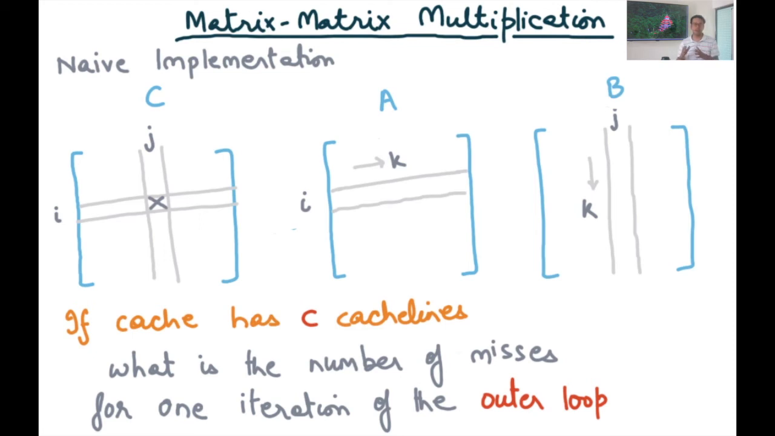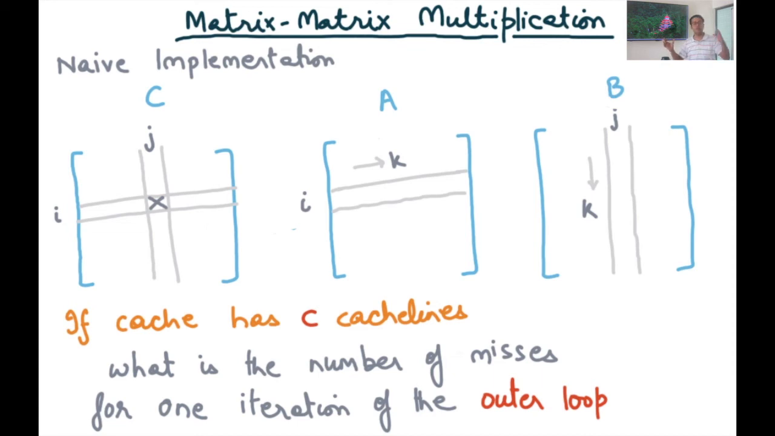Recall that the cache basically transacts in the granularity of cache lines, and so we're going to assume that there are C cache lines. So what is the number of misses for one iteration of the outer loop? What is the number of iterations for one iteration of the outer loop? It is order n square.